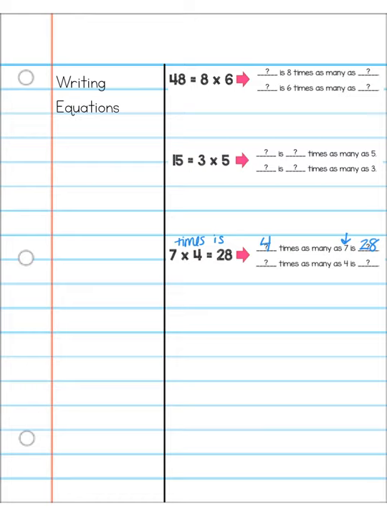The next one says blank times as many as 4 is blank. Well, I know it would take 7 equal groups of 4 to make 28.